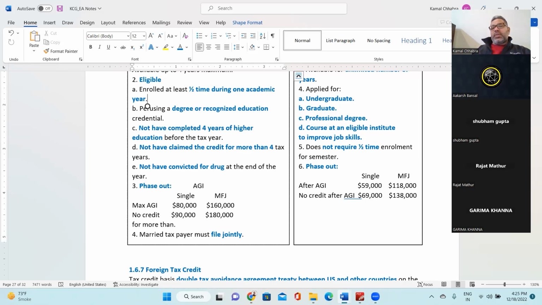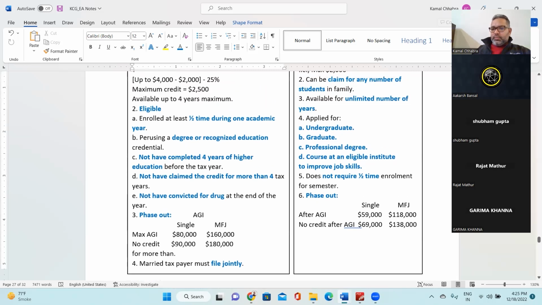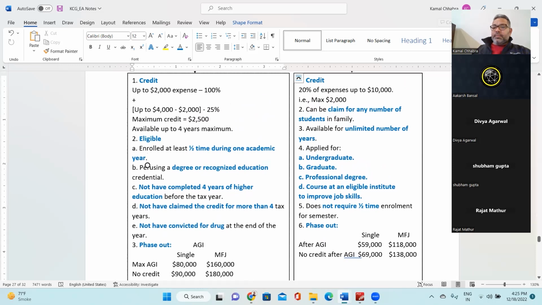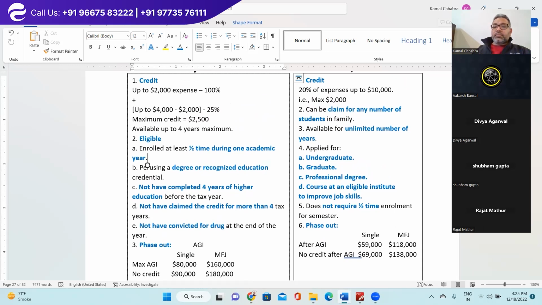So 59,000 to 69,000 for single, and for married filing jointly 118,000 to 138,000. Right? Shall I do some math for this one? Or is everyone comfortable? Yes, sir. Rajat, Mayank. Yes. Good, sir. Good. Sachin, Vivek. Okay, sir. Okay. Simple enough.